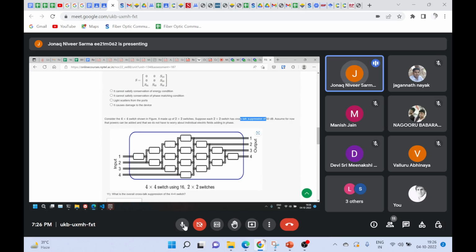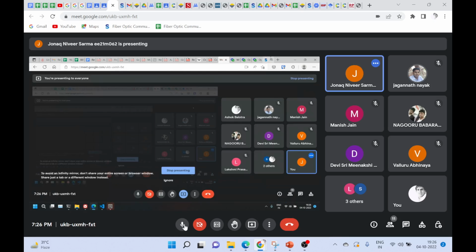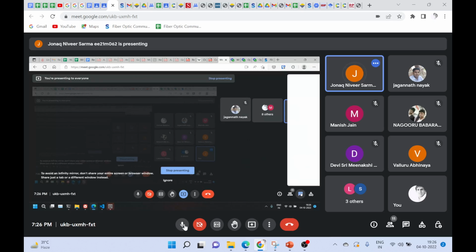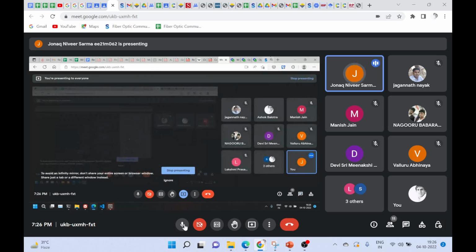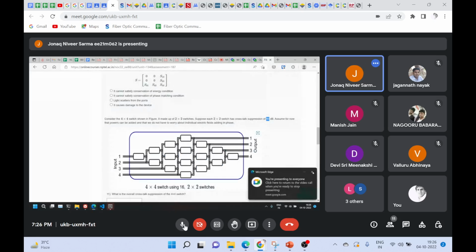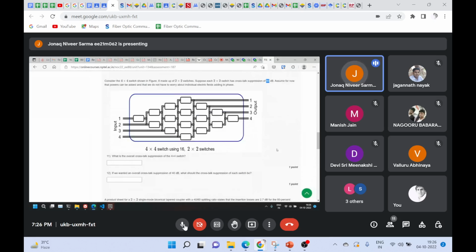Find a path, and it will leak power into the other ports as well, and ignore those powers. Your voice was breaking. Could you repeat? You can write also. I'll check. That is how you do these 11 and 12.